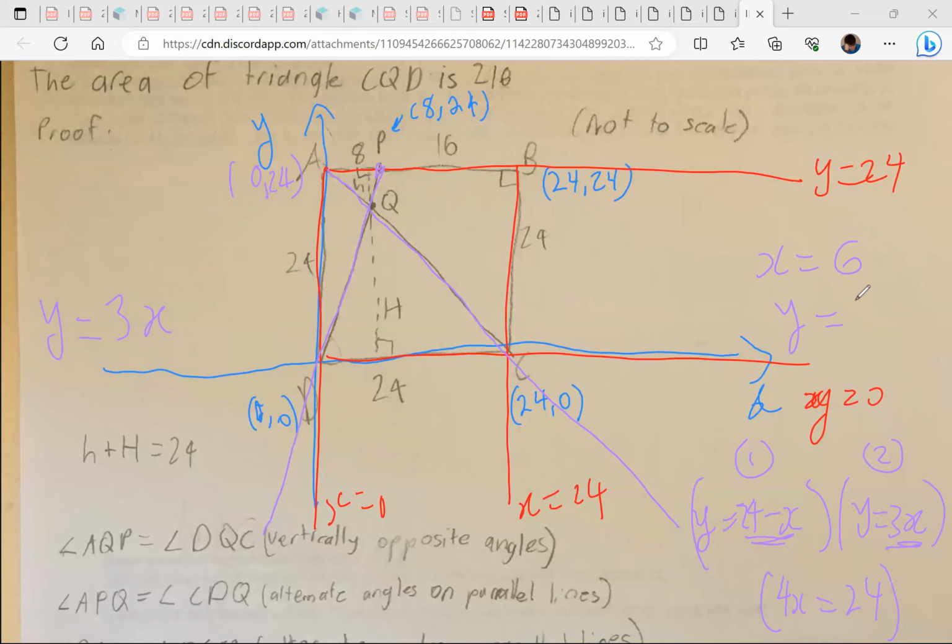Create the next step. What was y? 18, yeah? So what does that mean? The answer is 18 times 24 divided by 2. So the y value of this, the coordinates are 6, 18, right? Which means this height here is 18, yeah? And you can just find the area of the triangle, okay?